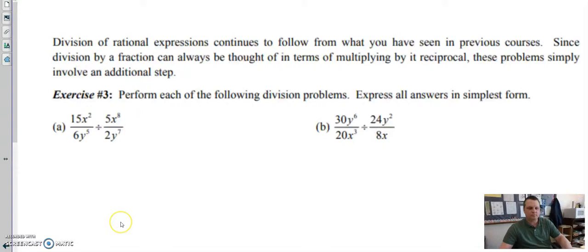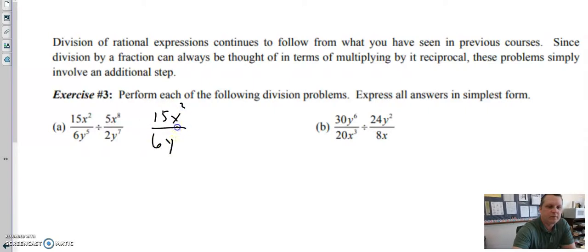Halfway there. Now, when you're dividing, you have to do one step before you can divide. That step is to keep the first fraction the same, change to multiplication, and flip the second one.